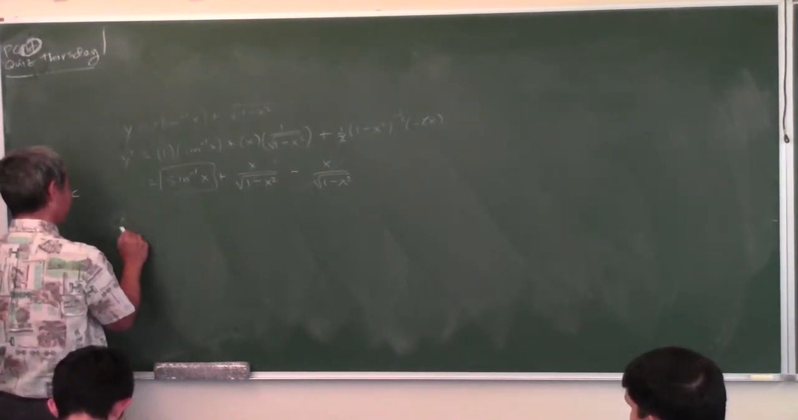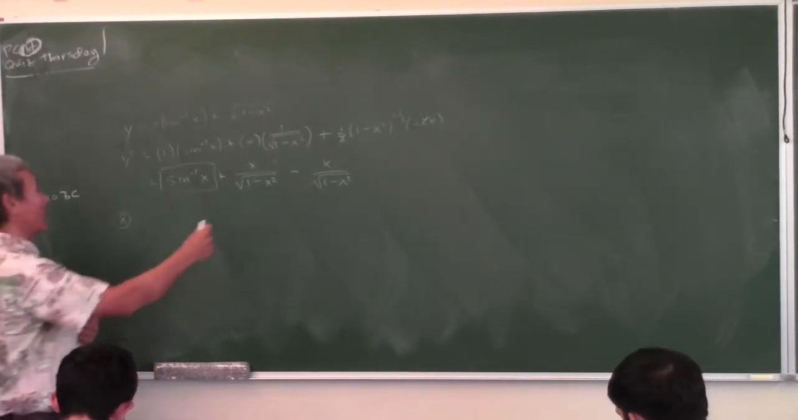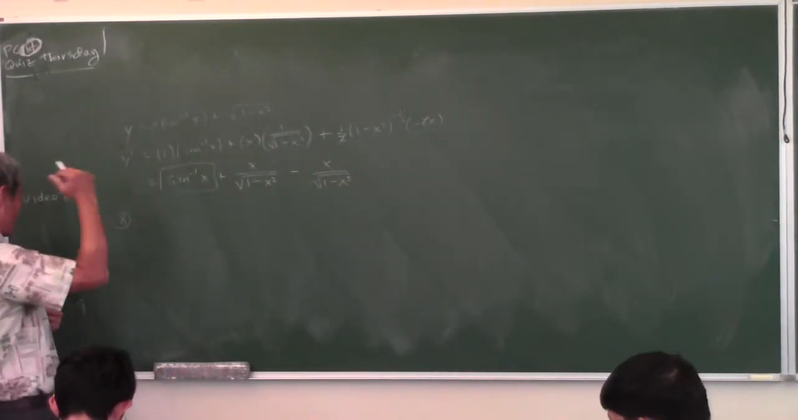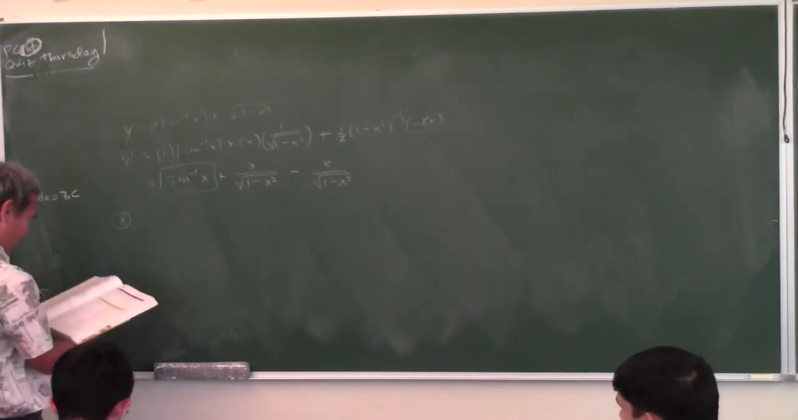Number 8. Now, the most common error would be right here. You forgot to multiply by the derivative of box. Fatal error.